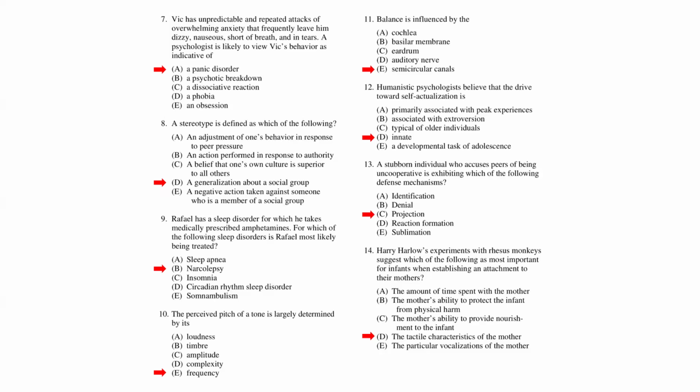And then number 14: Harry Harlow's experiments with monkeys suggest which of the following as most important for infants when establishing an attachment to their mothers. And D is the tactile characteristics of the mother. If you guys remember, the experiments were that he would put cloth, I believe, or some sort of figure that resembled mother characteristics, like it was warm and soft. And the monkeys became attached to those things even though they weren't their actual mothers.